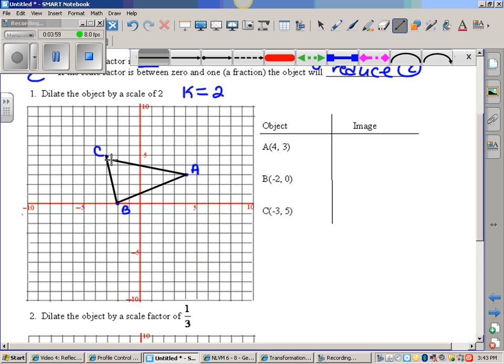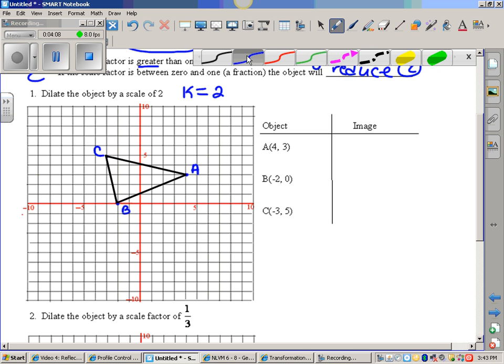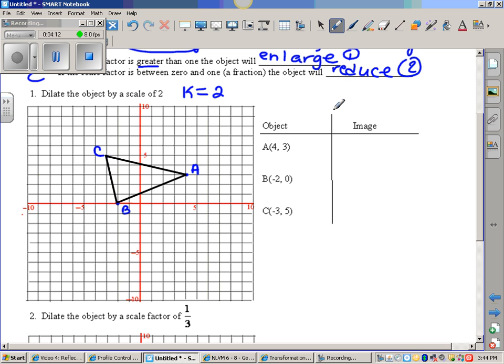Please connect the points with a straight edge. You don't need a ruler, but a straight edge will give you a pretty graph. Now the question is, how do we dilate it by a scale of 2? It really just means take your original coordinates and multiply the X and the Y by 2. What that looks like is this.